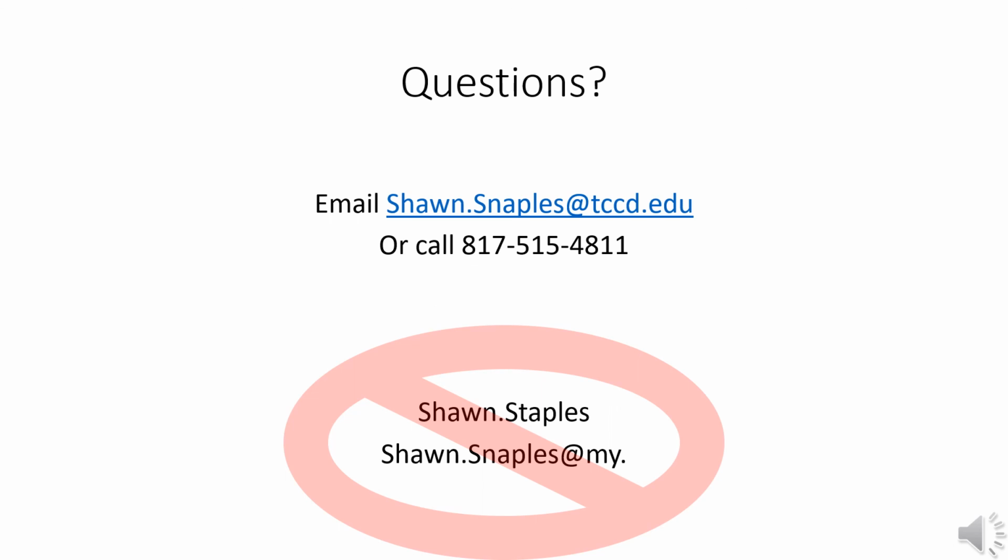If you've got any questions, you might check that orientation file first. But if you've still got questions, feel free to email me at sean.snaples@tccd.edu. Be sure to spell it correctly. Sean.staples doesn't work. Sean.snaples@my.tccd doesn't work. Be sure to type accurately. If you're in Blackboard, I got links to my email all over the place. Just click one of them. It automatically pops up and you can copy and paste it. It's a little easier than trying to spell it because let me assure you, autocorrect does not like Snaples.